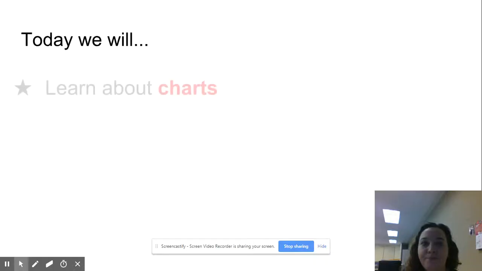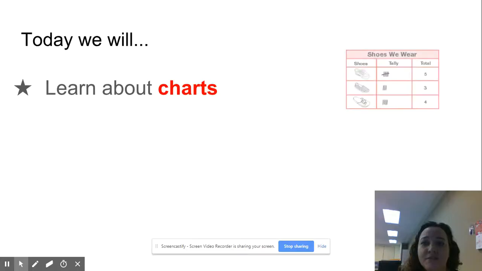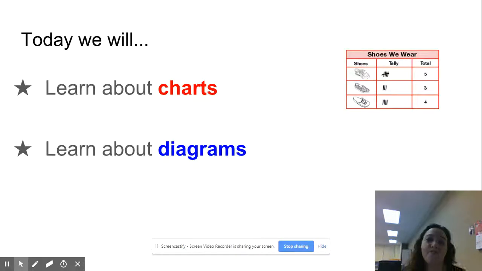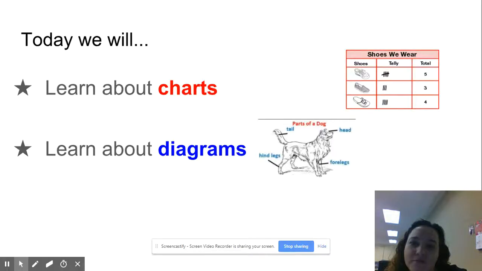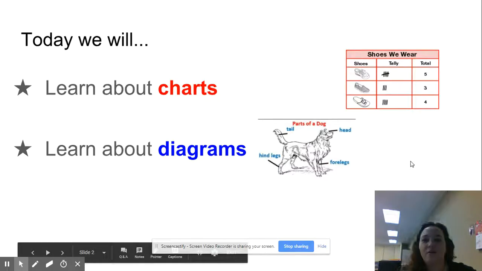Today we will learn about charts. Charts look something like this. We're also going to learn about diagrams. You might see diagrams that look like this one. See the dog here?